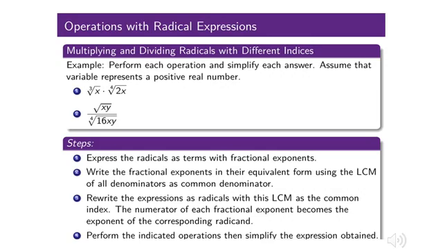First, express the radicals as terms with fractional exponents. Second, write the fractional exponents in equivalent form using the LCM, or the least common multiple, of all denominators as the common denominator. Third, rewrite the expressions as radicals with this LCM as the common index. The numerator of each fractional exponent becomes the exponent of the corresponding radicand. And fourth, perform the indicated operations, then simplify the expression obtained.